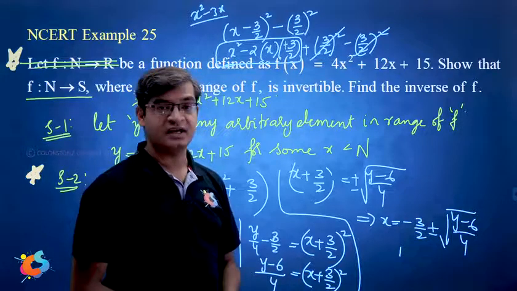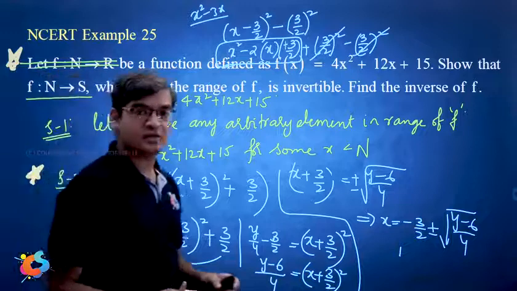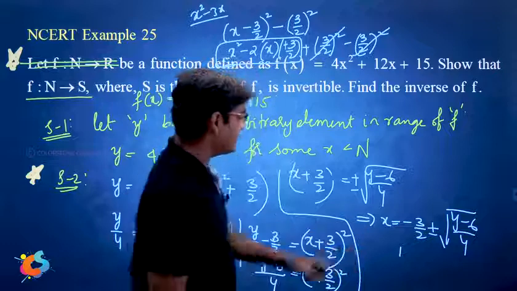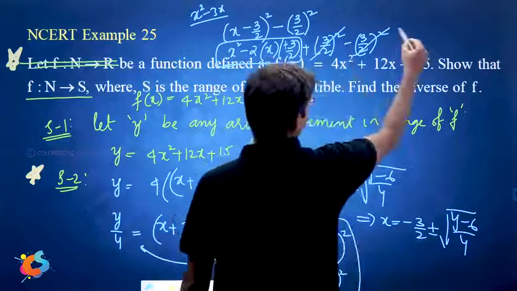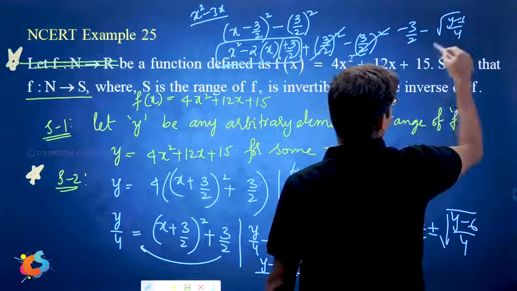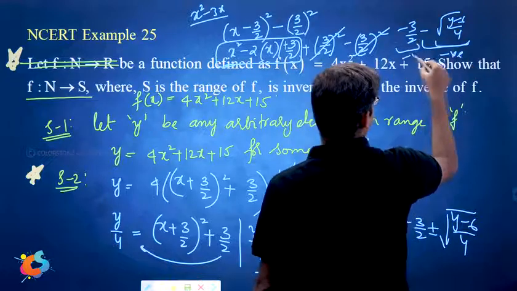Which one to take? Now, look at the domain. Domain is natural numbers. Natural numbers are positive integers. Can they be negative? No. So here, if I take minus 3 by 2 minus under root of y minus 6 by 4, this whole thing is negative, minus 3 by 2 is also negative.